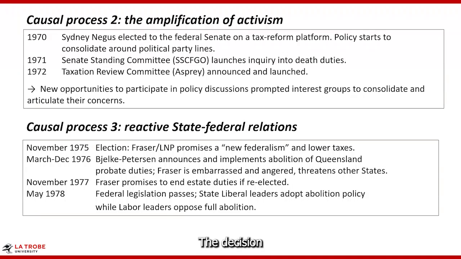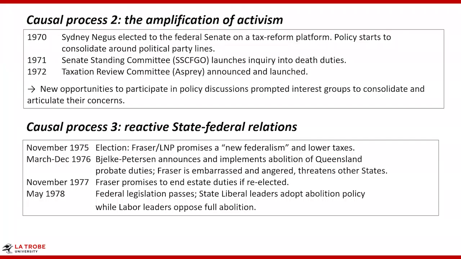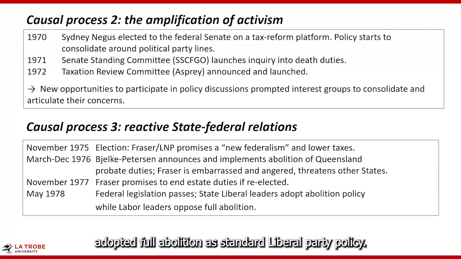The decision to finally abandon the federal estate duty was made by an ad hoc committee appointed to formulate and cost election promises for the 1977 federal election. Of the committee's six members, the Treasurer, Philip Lynch, was the only one who had never expressed any hostility to the estate duties. The others were all confirmed abolitionists, and it's really no surprise that they decided to go ahead and abolish at that time. Once the election was won, the legislation was passed to end the taxes, and then the state Liberal leaders adopted full abolition as standard Liberal Party policy.